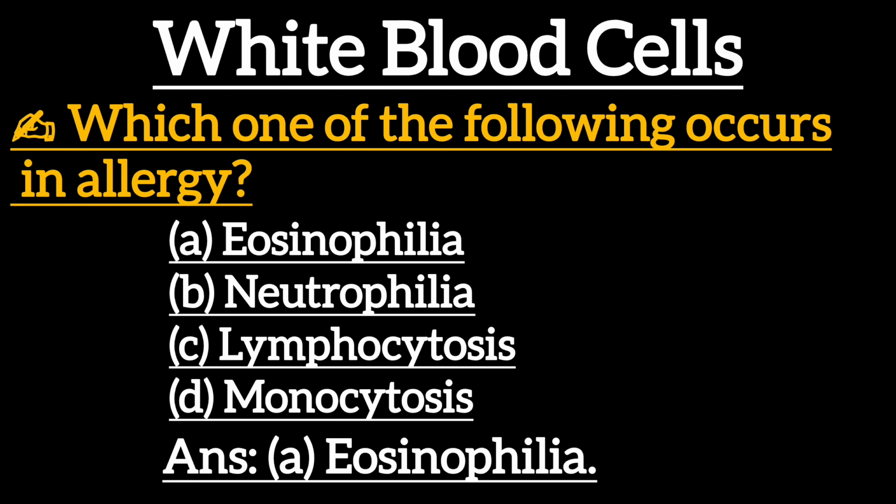Next one: which one of the following occurs in allergy? Option A, eosinophilia. Option B, neutrophilia. Option C, leukocytosis. Option D, monocytosis. Correct answer is option A, eosinophilia.